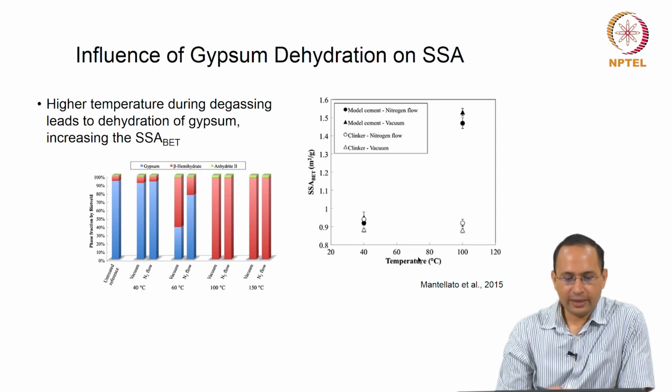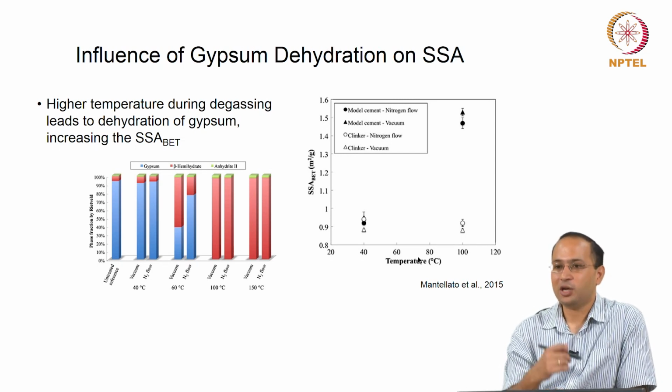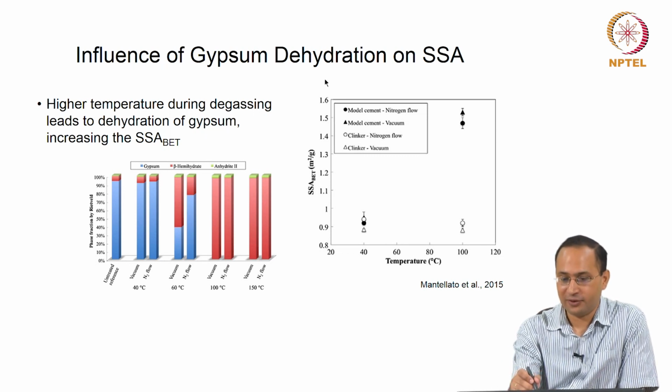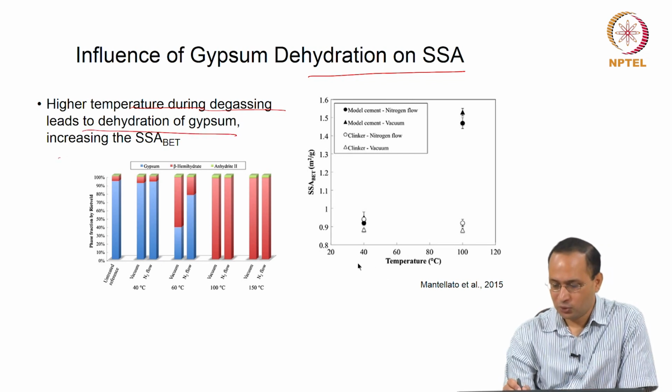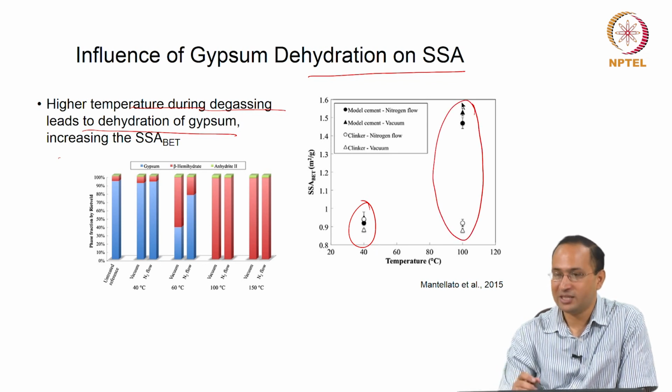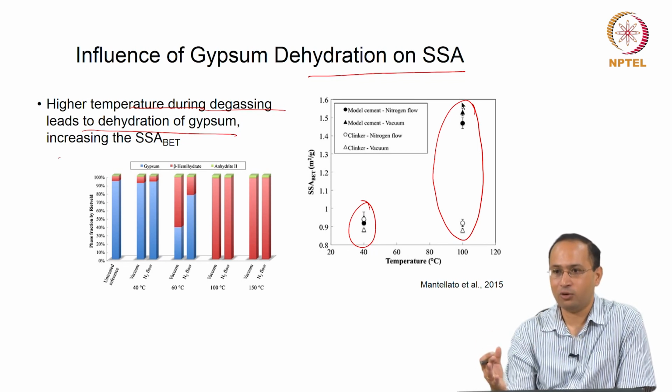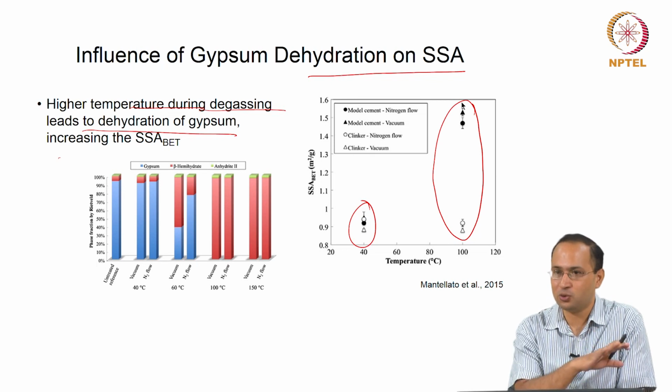Okay. So, let us look at the influence of gypsum dehydration. We talked about how at higher temperature gypsum may dehydrate. So, how does that affect the surface area measurements? Here you see, higher temperature during degassing leads to dehydration of gypsum. Here you see two, one is 40 degrees Celsius, one is 100 degrees Celsius. Measurements were done at two different temperatures. Before carrying out an adsorption test, you have to degas your sample. You have to make sure there is no gas adsorbed in your sample.